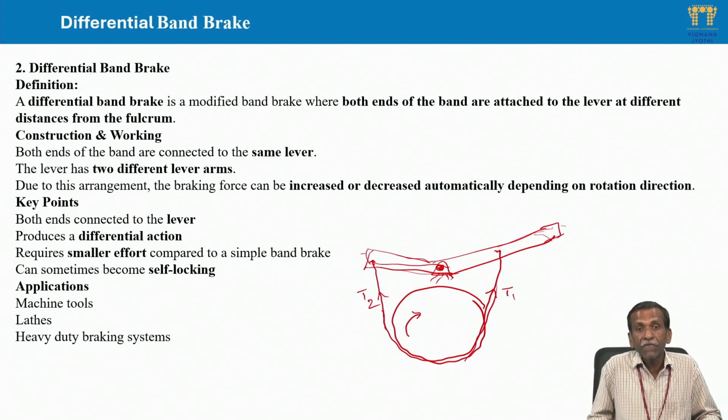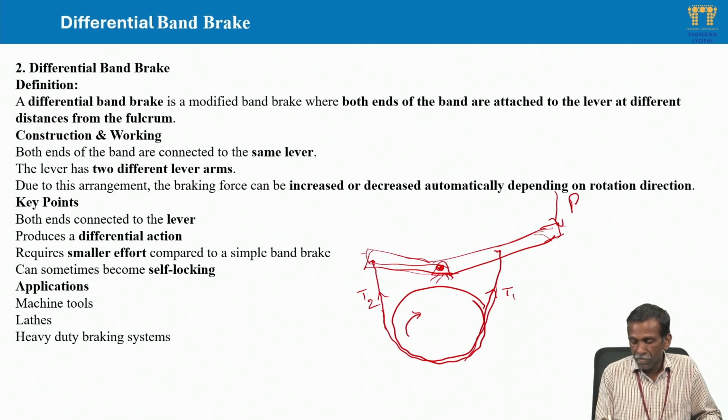Due to this arrangement, the braking force can be increased or decreased automatically depending on the rotation and direction of the wheel. Here both ends are connected to the lever, producing a differential action, and it requires a smaller effort compared to the band brake. Application wise, for the differential band brake we have machine tools, lathes and heavy duty braking systems. Here also we can apply the tension ratio T1 by T2, and T1 minus T2 into the radius of the drum is the braking torque.